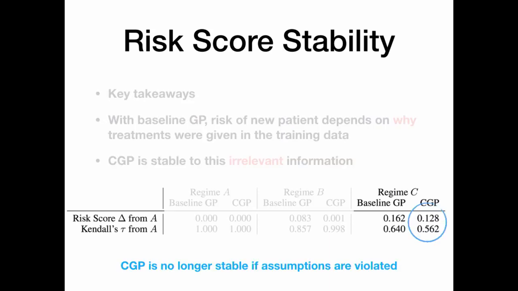Now, to show you why these assumptions about the confounders are important, we also compare the baseline and CGP on a third data set, where the policy is designed to violate our assumptions. And in this case, both models are unstable.